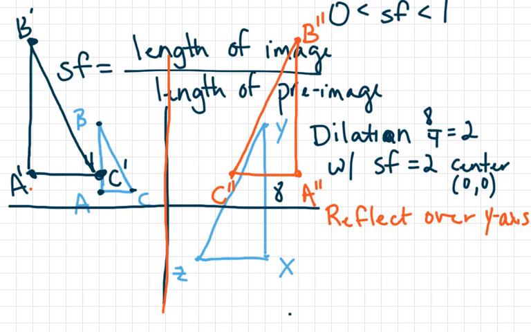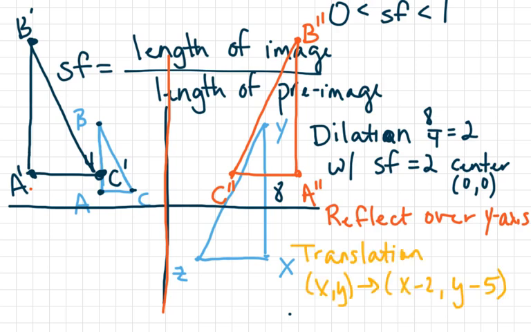Now, what do I need to do to the red triangle to get it to be on top of the blue? So I need to move it down 5 units and left 2 units. So I'm talking about a translation. So left 2 and down 5 will put me on top of the blue one. And that is how I move one onto the other.